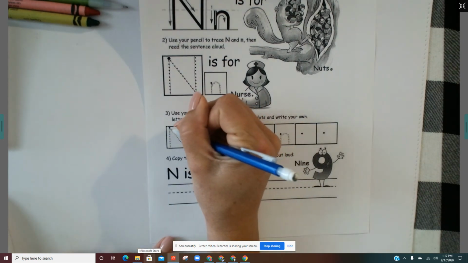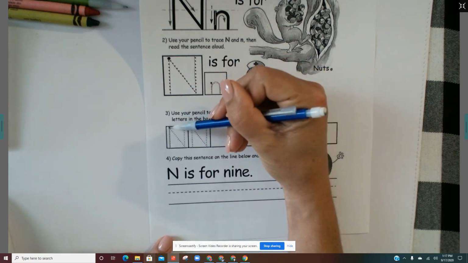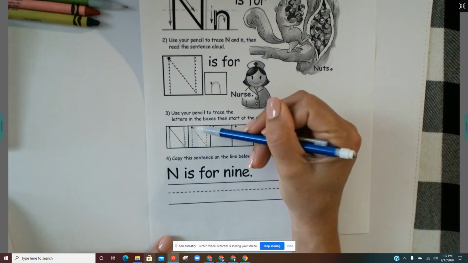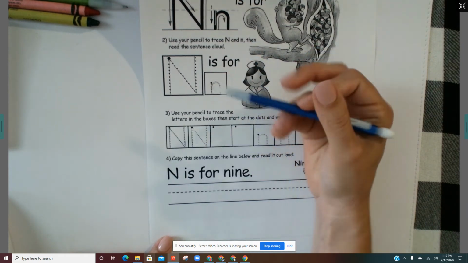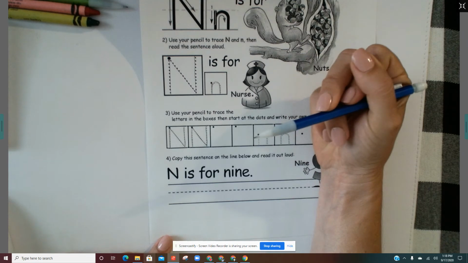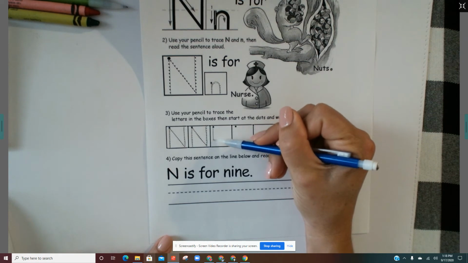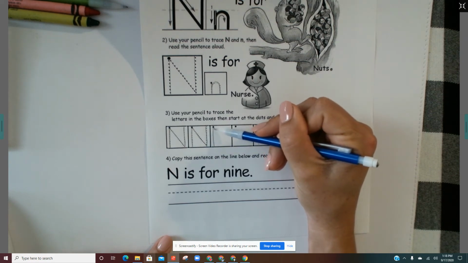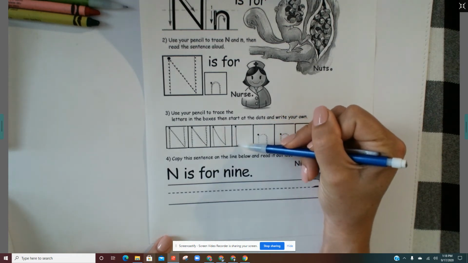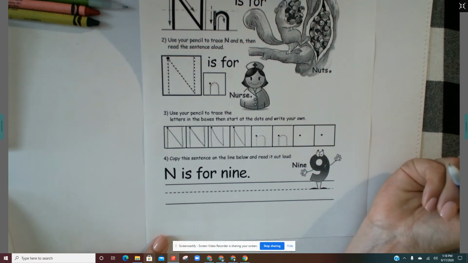So we're going to trace first, starting at the top, straight line down, back to the top, diagonal line down, and straight back up. Let's try again. Start at the dot, straight line down, back to the top, diagonal line down, and straight back up. Now it's our turn to write our own letter N's. We're going to start at the dot, straight line down, back to the top, diagonal line down, and straight line up.